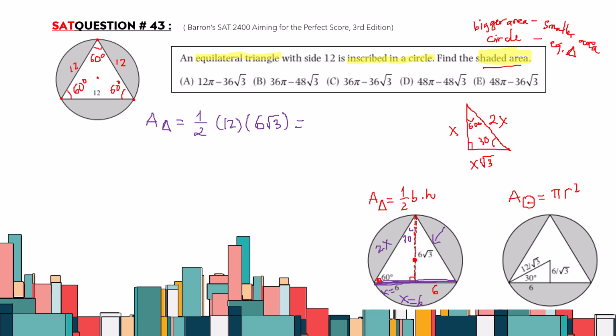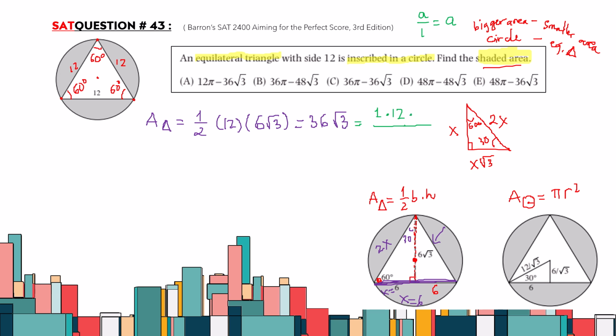Now 12 divided by 2 is 6, and 6 times 6 is 36 square root of 3. If you don't know why we have that, I can break it down. So 1 times 12 on the top, because 12 is a number, so we can write it as 12 over 1. The numbers will be on the top, and at the bottom it's just 1.